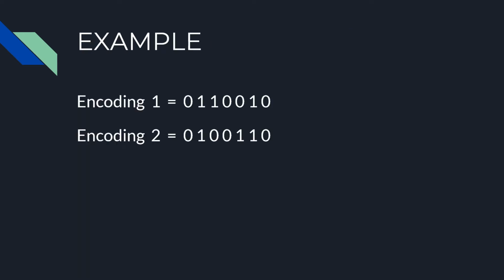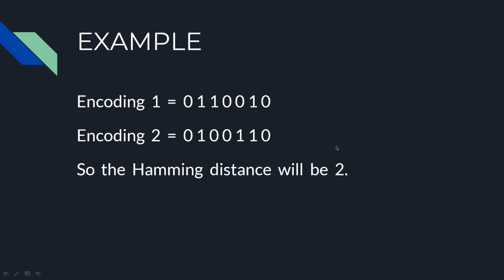There are two encodings given. You can see that the length of encoding 1 and the length of encoding 2 is the same. So what is Hamming distance telling us? The number of positions in which the corresponding digits differ. Here it's differing in the third position and the fifth position, correct? So the Hamming distance is 2. If someone tells us the Hamming distance is 0, then the two encodings are identical. Hamming distance is a handy tool for measuring how encodings differ.